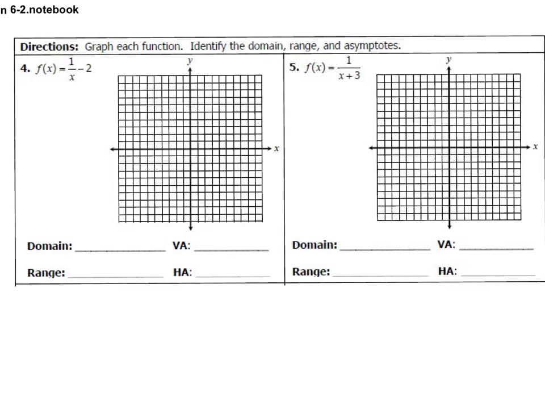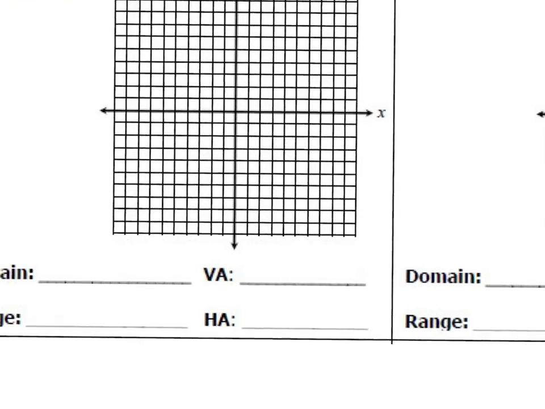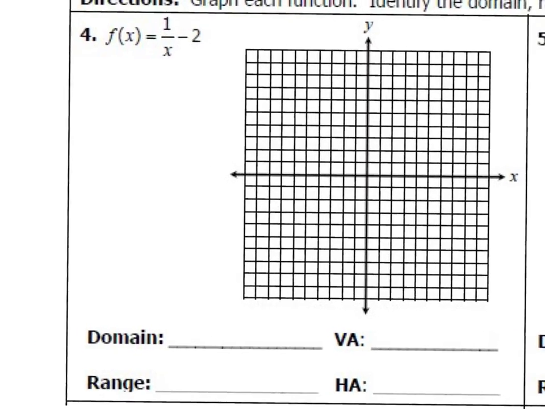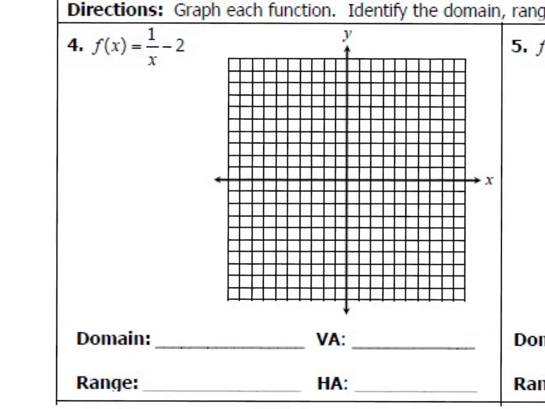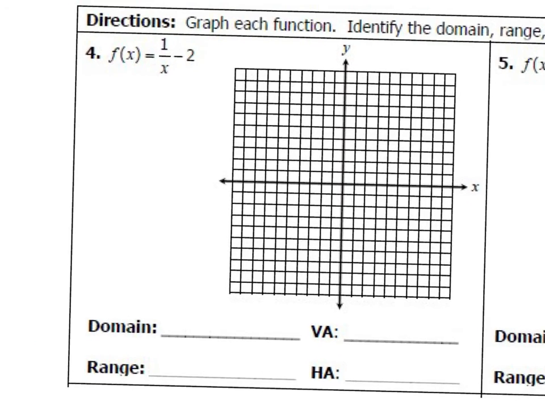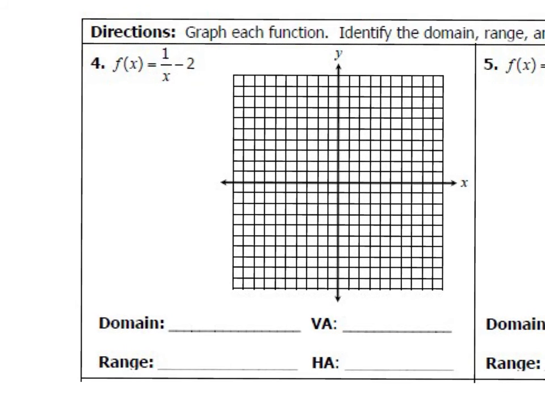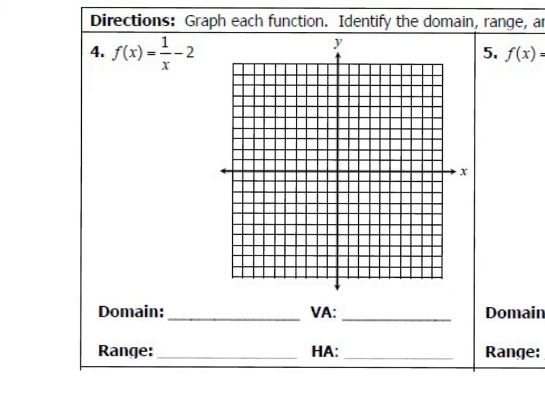All right, so I'm going to graph this first one. I'm going to make my graphs as big as I can. And then we're going to identify, at the bottom you can see, our domain and range and our vertical and horizontal asymptotes.